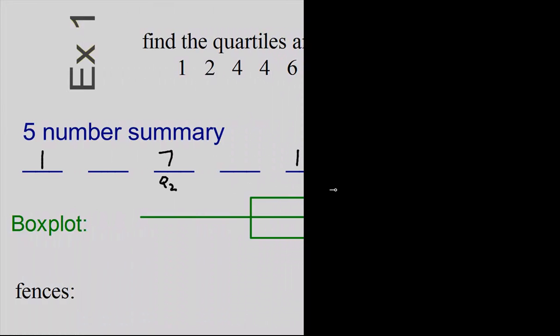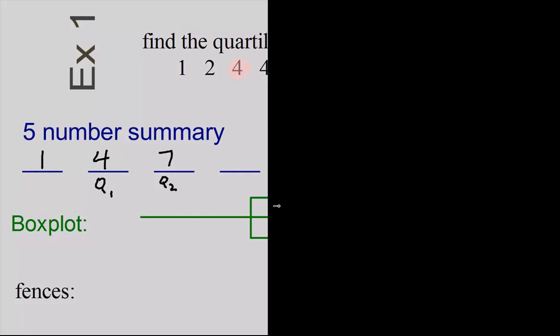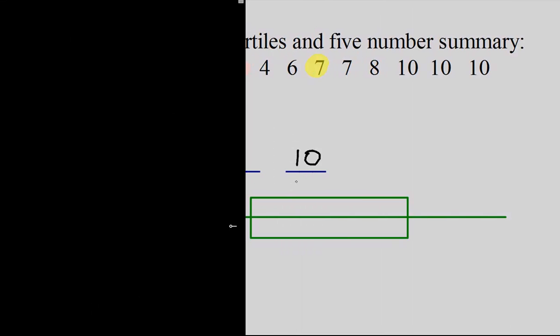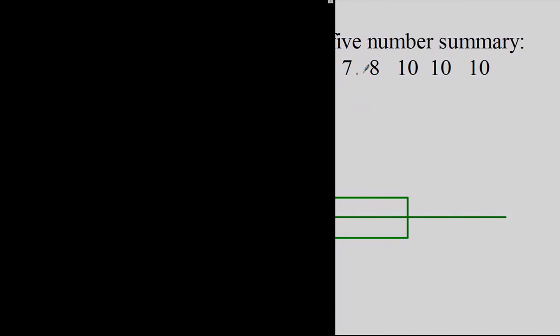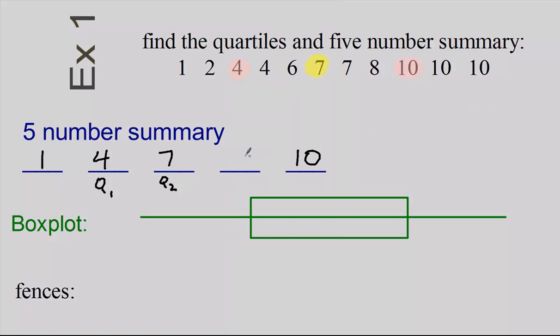So there it is. I'm going to cover it up and see what's left. When I see what's left, I have 1, 2, 3, 4, 5 pieces of data. 4 would be the middle. So 4 would represent Q1. Going the other direction, there's my median. Cover it up. I have 1, 2, 3, 4, 5 pieces of data. The middle number would be 10. That would represent Q3.